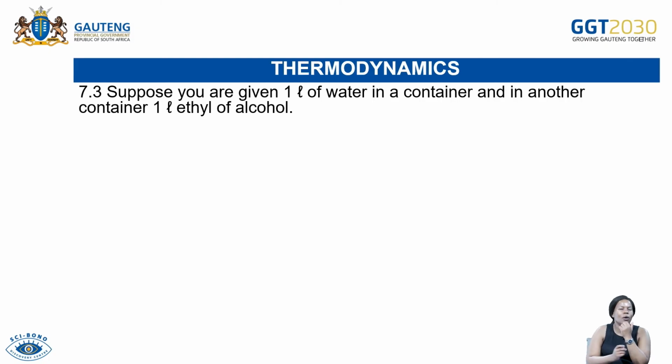7.3, they say now, suppose you are given 1 liter of water in a container, and then in another container you've got 1 liter of ethyl alcohol. All right, so we've got a 1 liter container with water in it, and another 1 liter container with ethyl alcohol.